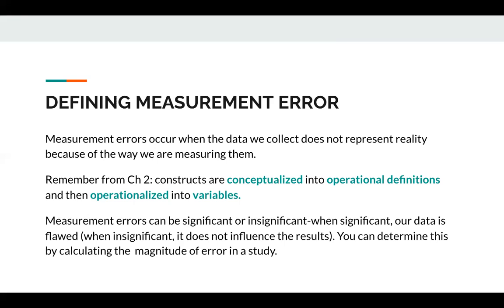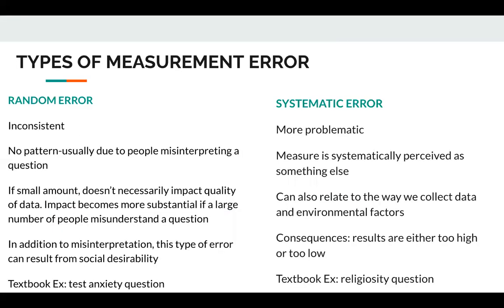And you can make this determination about whether or not it's significant or insignificant by calculating the magnitude of error in a study. That goes beyond the scope of our course. If you take later methods courses, you will learn more about how to do that. But what we will discuss in this course are types of errors. So the primary way of classifying our measurement errors is to determine whether it is a random error or systematic error. The thing about random errors is they're inconsistent.